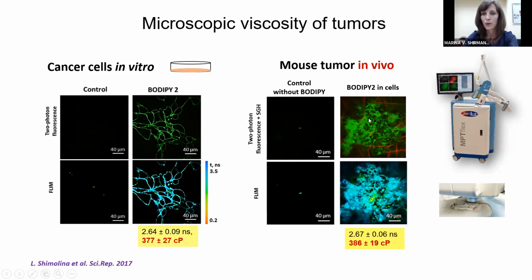So we suppose that even in vivo, the sensor accumulates in the plasma membranes, and the value of viscosity is quite the same. This is a quite surprising result for us, because the cells were in different conditions. These are the cell culture, these are the tumor, different states of the cells, but the same viscosity. This indicates that viscosity is a quite stable parameter, a parameter of cellular homeostasis, of cellular stability.